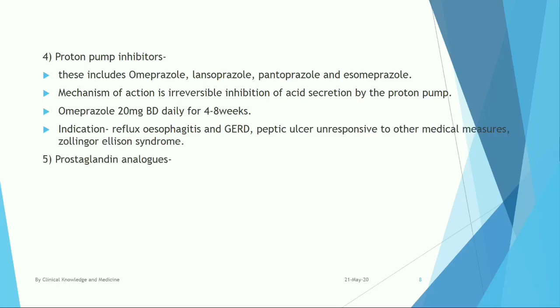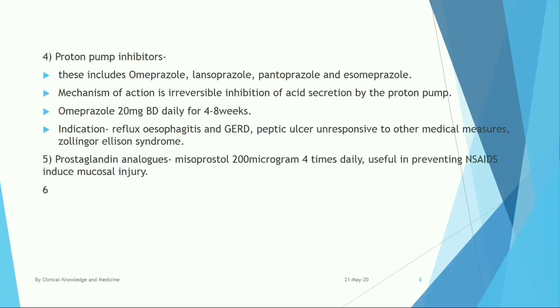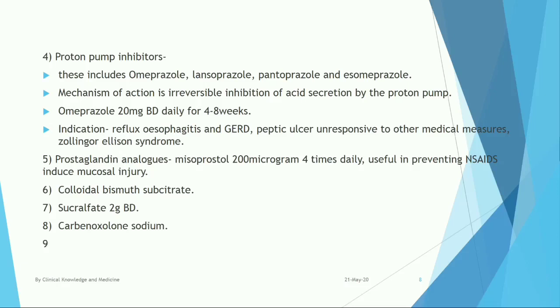Zollinger-Ellison syndrome. Prostaglandin analogues include misoprostol 200 microgram 4 times daily, useful in preventing NSAID induced mucosal injury. Colloidal bismuth subcitrate. Sucralfate 2 gram twice a day. Carbenoxolone sodium. Treatment of Helicobacter pylori: triple therapy with omeprazole, clarithromycin, metronidazole.